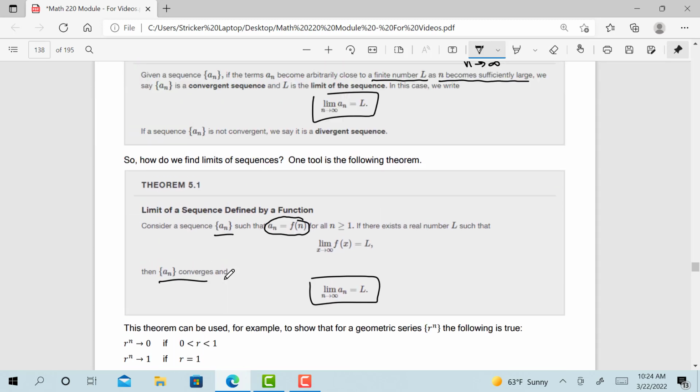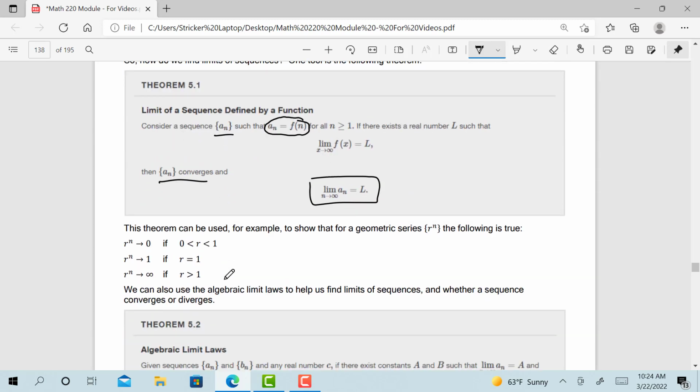You know, this can be used in a lot of different ways. One thing we could use this formula for is to show some true statements about the geometric series, different values that r to the n, the geometric sequence, converges to based on what the value of r is. So if r is between 0 and 1, then r to the n is going to approach 0. If r equals 1, then r to the n approaches 1. And if r is greater than 1, the geometric sequence r to the n diverges.